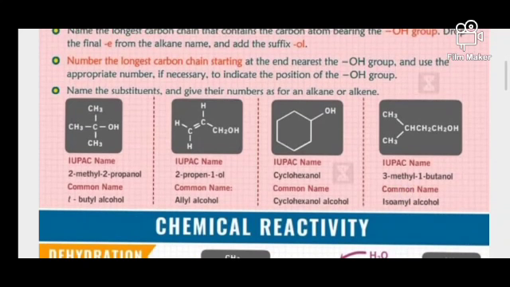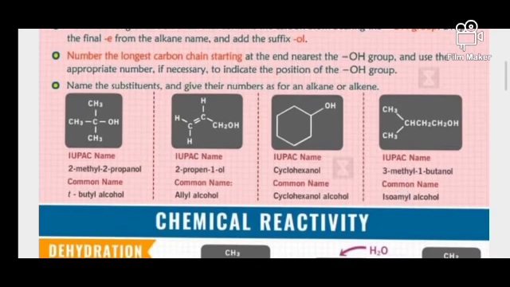Very important. The next one is 2 propene 1 ol. That means here propene is attached at the second position. Okay, propene, that means a double bond is attached here. So here 2 propene 1 ol. Okay, this is the general idea.